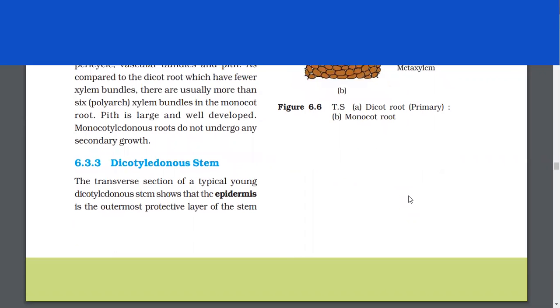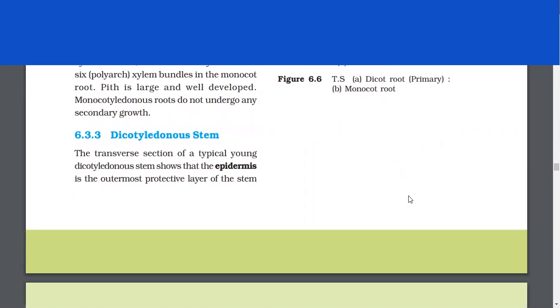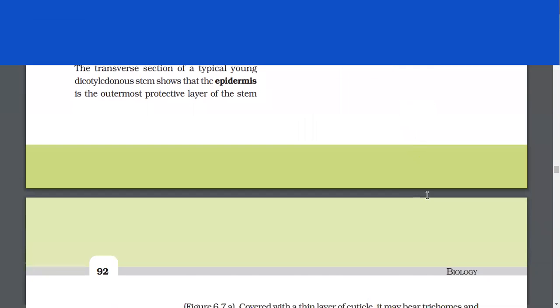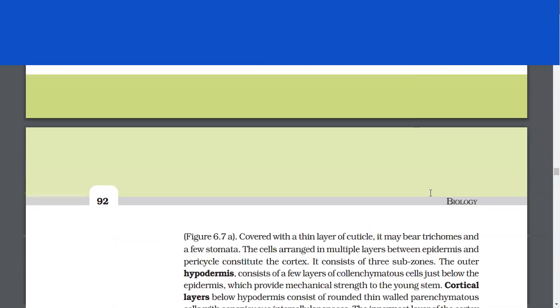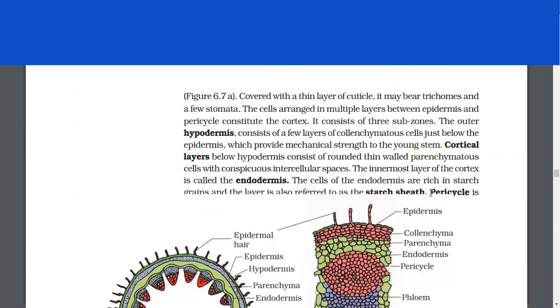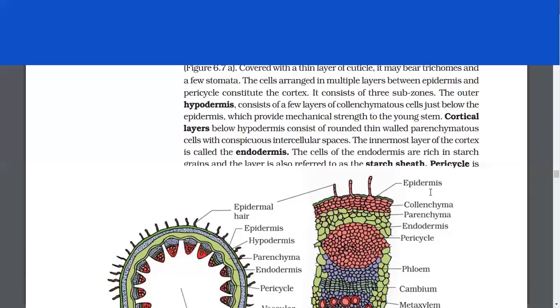Dicot stem. The transverse section of a typical young dicot stem shows that the epidermis is the outermost protective layer of the stem, covered with a thin layer of cuticle. It may bear trichomes and a few stomata. The cells arranged in multiple layers between epidermis and pericycle constitute the cortex. It consists of 3 subzones.